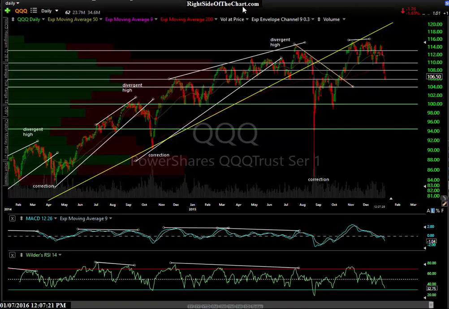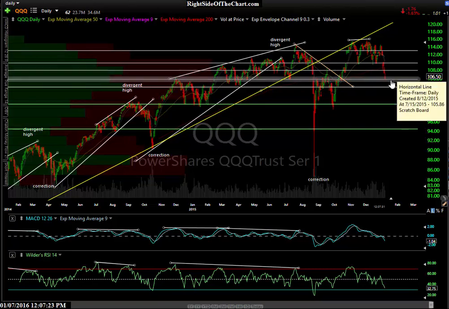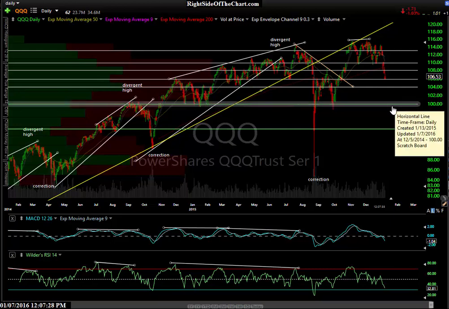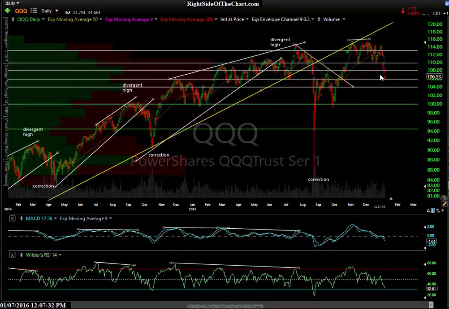So these are the levels. We're at a little support level here now on the Qs, but I put these green lines as the most likely near-term swing targets, barring any counter-trend bounces. I do think we can get some impulsive selling.